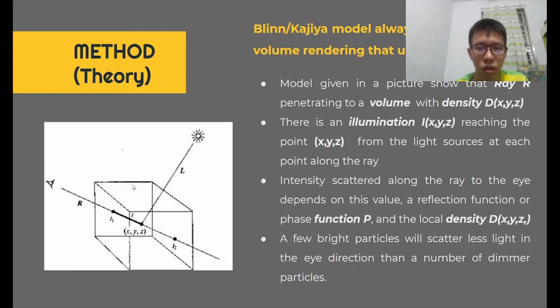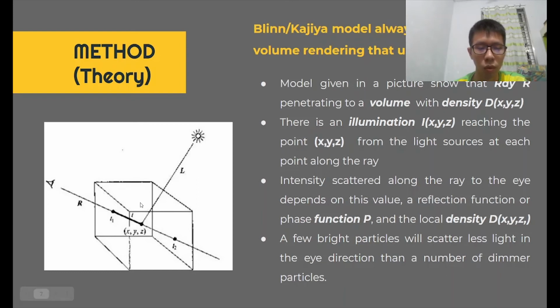In this model, a ray that comes from the eye will penetrate into the volume that contains a density. The light source will penetrate an illumination into the volume that contains the density and reach the point around the ray inside the volume. So the intensity scattered around the ray to the eye depends on this value: the reflection function of P and the local density D. So the bright particle will scatter less light in the eye direction than a dimmer particle.